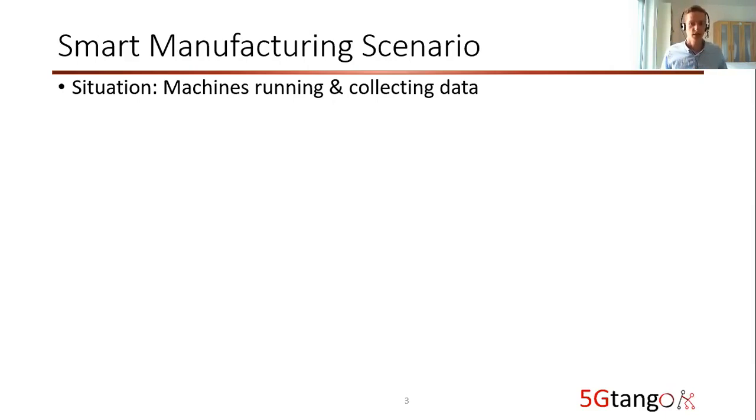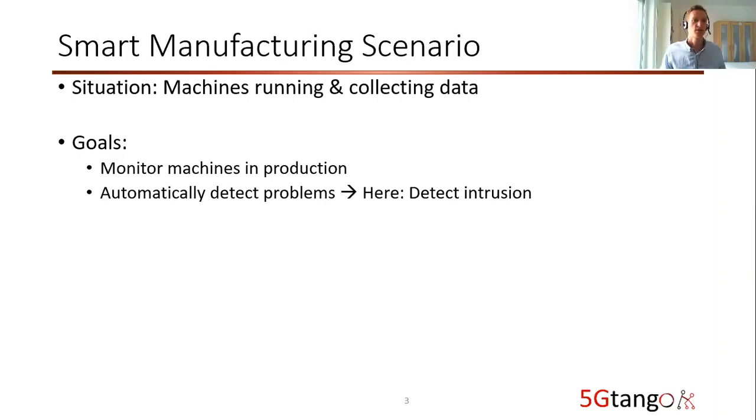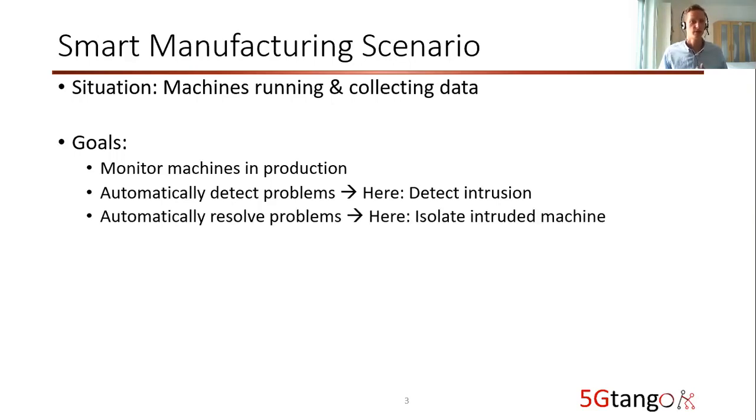So in this demo today, I want to focus on ensuring that everything keeps running as smoothly as it is. So for that, we first of all need to monitor our machines in production to see what is going on. And if there is any kind of problem, we want to make sure that we can detect these problems automatically. So specifically here, we want to detect possible intrusions by an attacker that might want to access our machine data or even add own malicious data. And in case we detected such a problem, then we want to resolve these problems automatically. In this case, it means we want to isolate the intruded machine.